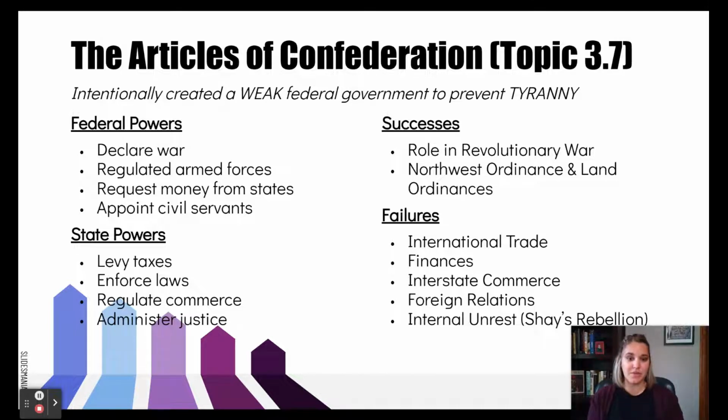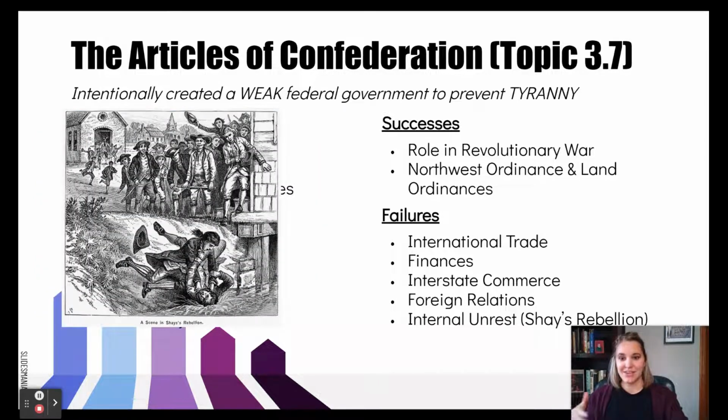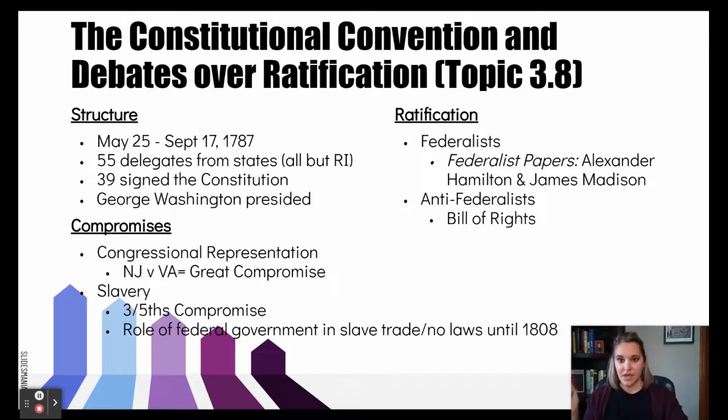Failures, however, are going to be many financial failures. Inability to pay back war debts, foreign and domestic, is going to lead to significant problems that would lead to calls for revisions to the articles. And that leads us, this is Shays Rebellion here, a major rebellion over the financial issues. So this leads us to the Constitutional Convention and debates over ratification.